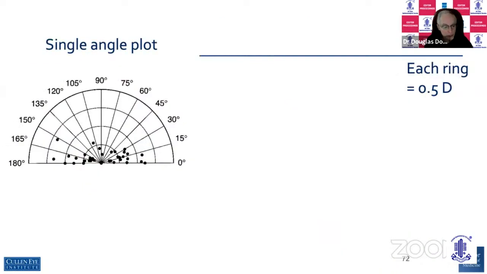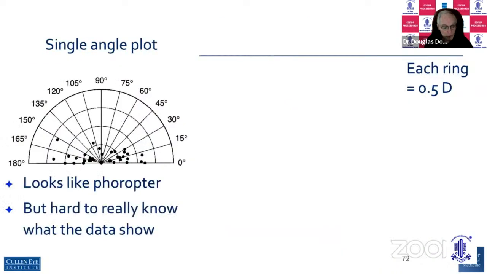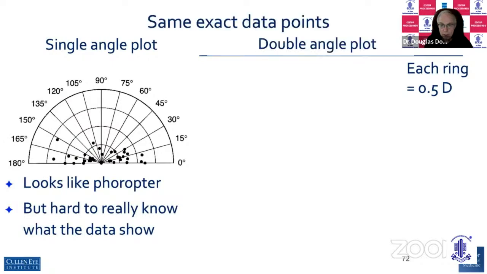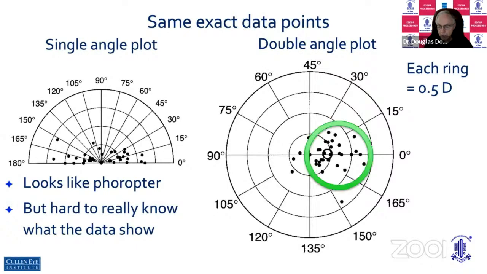So here's a single angle plot of some data. Looks like a keratometer, but you don't really know what the data show. With the same exact data points, double angle plot, you can really see that they're grouped on the against the rule side. Remembering this is the 0 side, the against the rule side, this is the with the rule side.